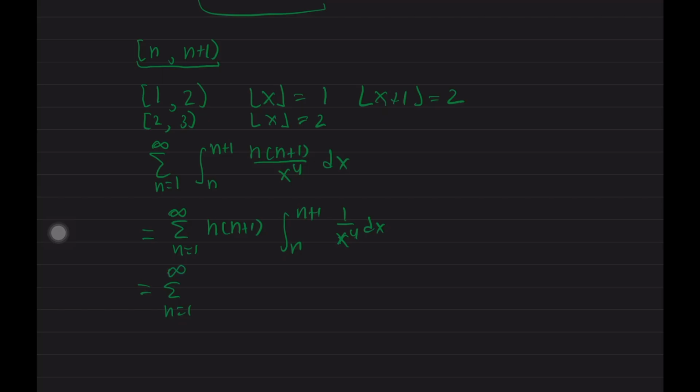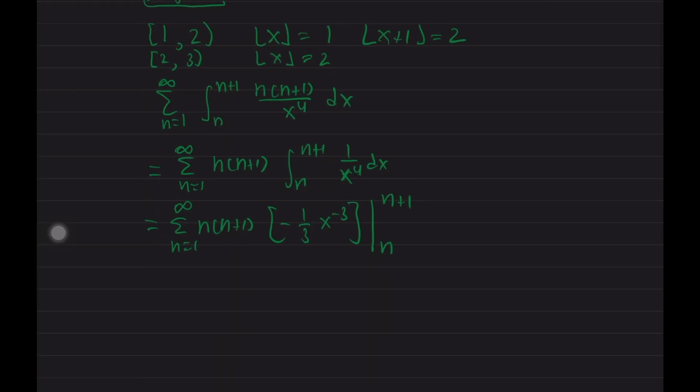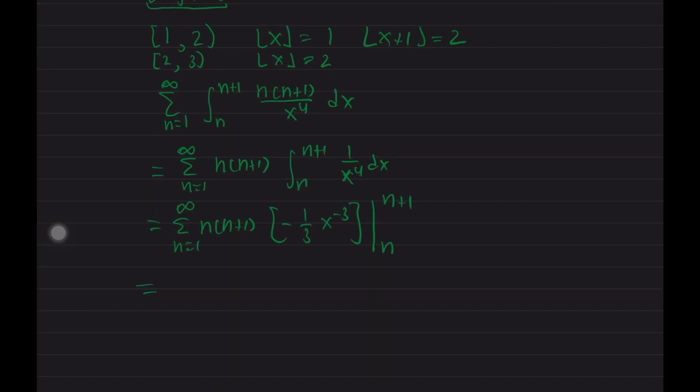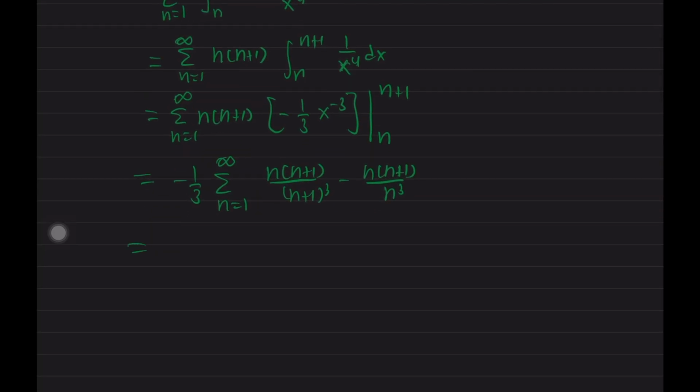This now we can integrate. So we have the sum from n equals 1 to infinity of n times n plus 1 times the integral, which becomes negative 1 over 3 x to the negative third from n to n plus 1. Now we can take out the negative 1/3, and we'll have the sum from n equals 1 to infinity of n times n plus 1 over n plus 1 cubed minus n times n plus 1 over n cubed.